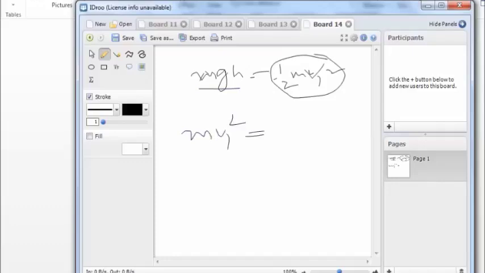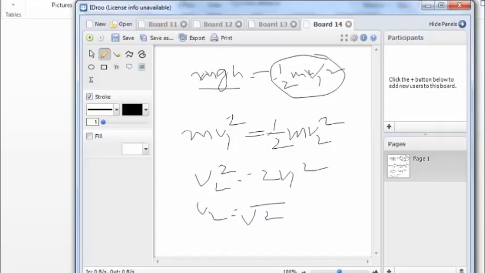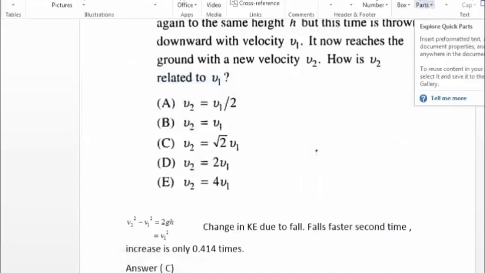So the kinetic energy, the new velocity, is half mv2 square. So this gives v2 square is equal to 2v1 square. So v2 is root 2 v1. So that is how we get the answer C.